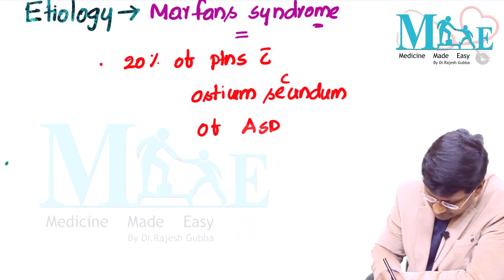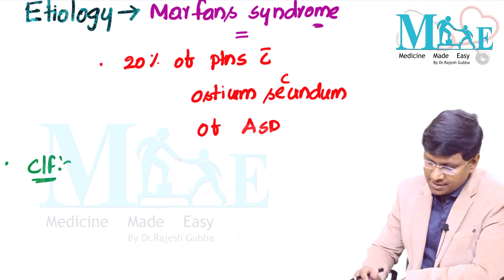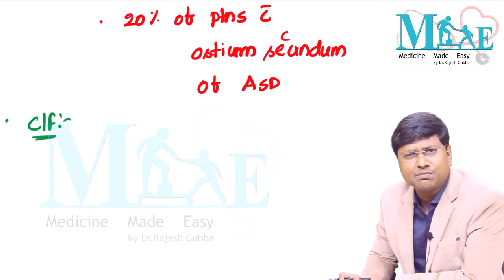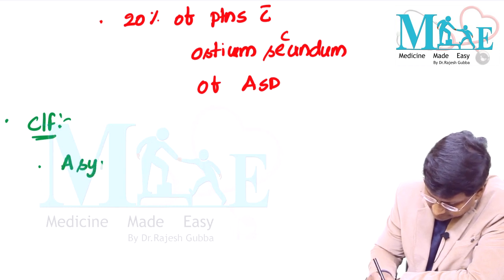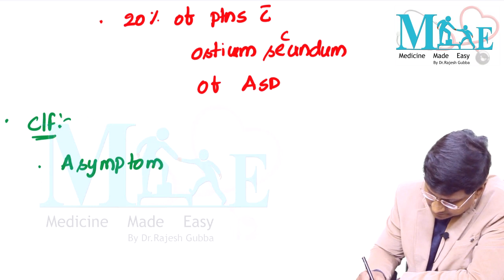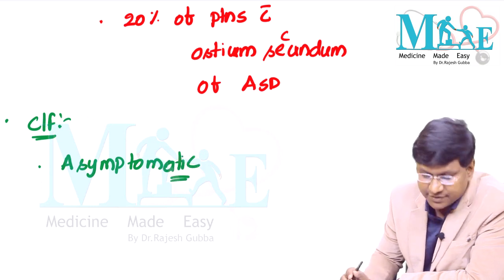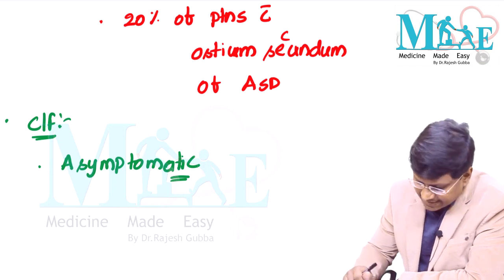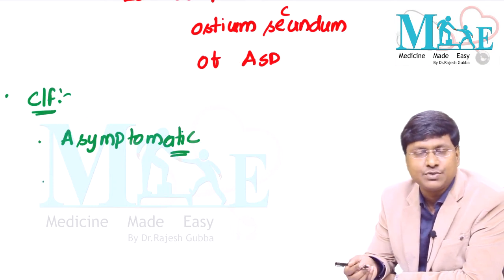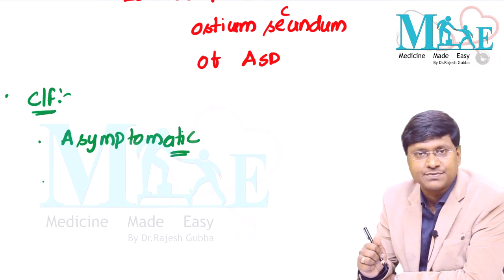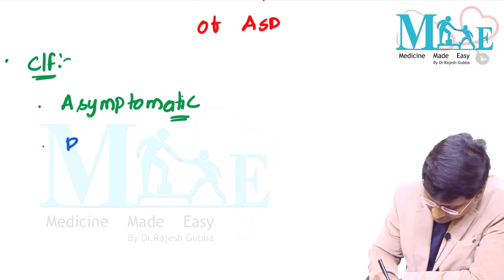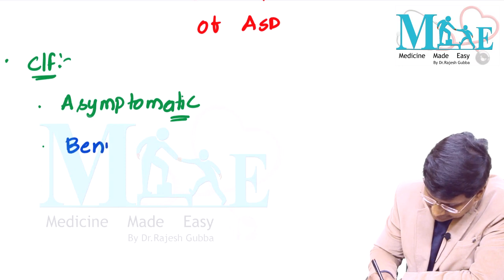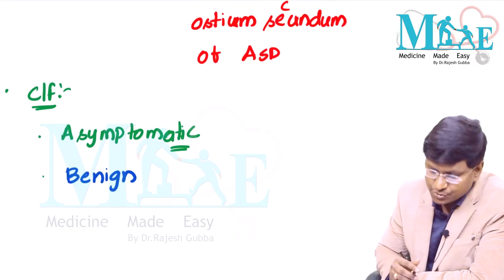Now, let me tell you the clinical manifestations or the clinical features of these patients with mitral valve prolapse. Most of the time, these patients are asymptomatic. And let me tell you what makes them get diagnosed to have mitral valve prolapse. Most of the times, they are asymptomatic, and the presentation of these patients is usually benign.